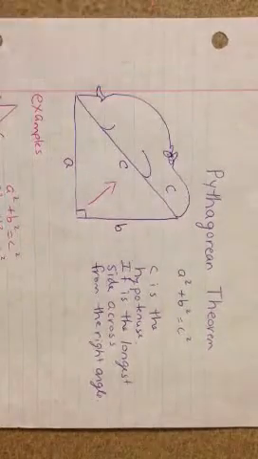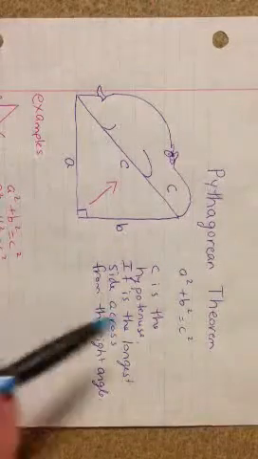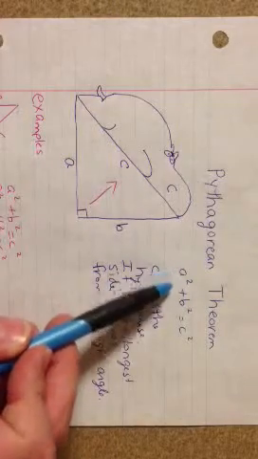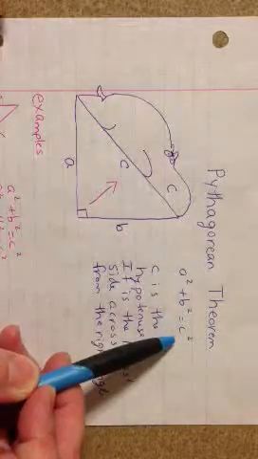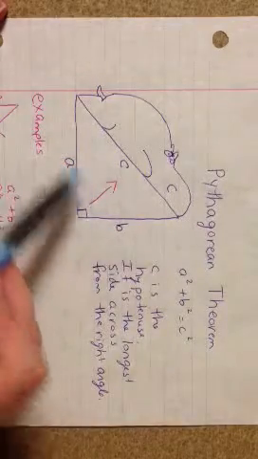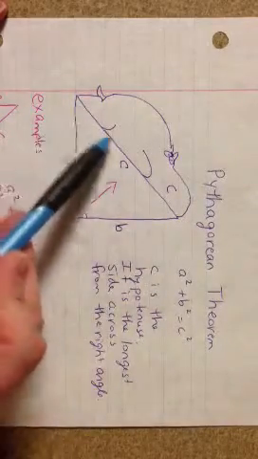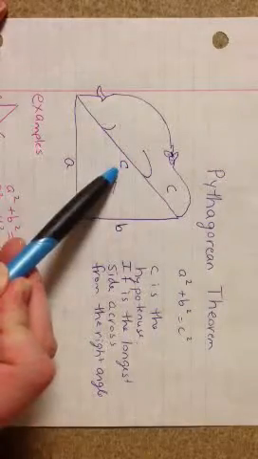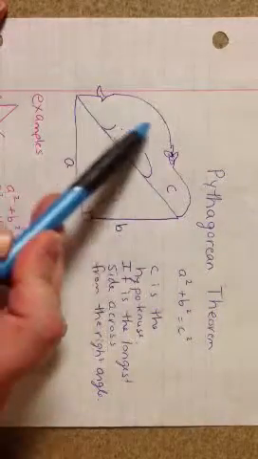Okay, so we're going to review the Pythagorean theorem today. The Pythagorean theorem is a squared plus b squared equals c squared, where our a and our b are our legs, and our legs support our hypotenuse, c. Okay, and hypotenuse sounds a lot like hippopotamus.